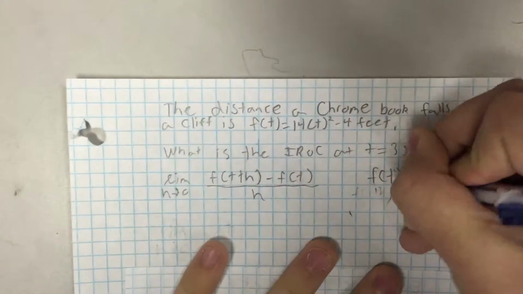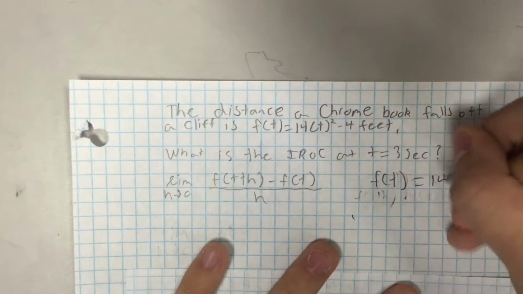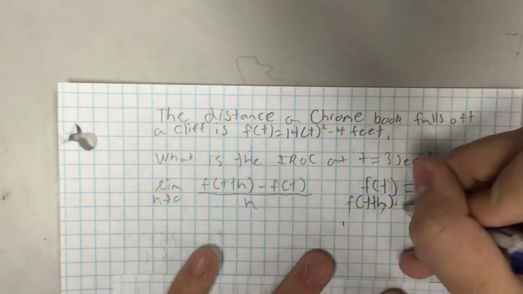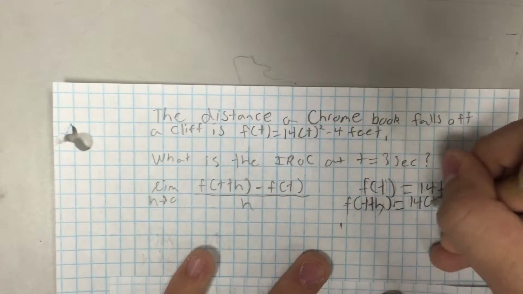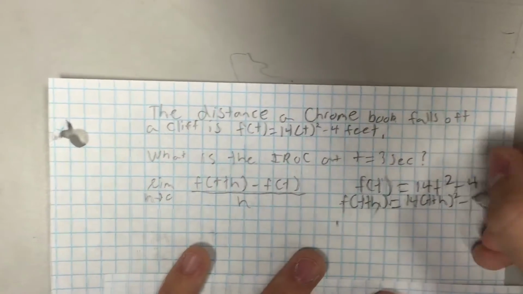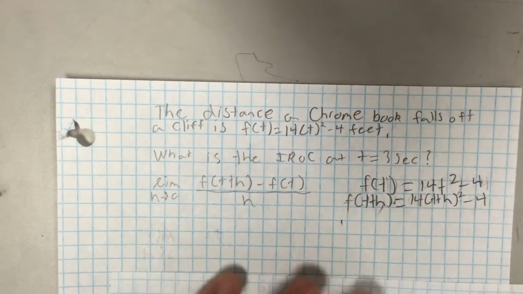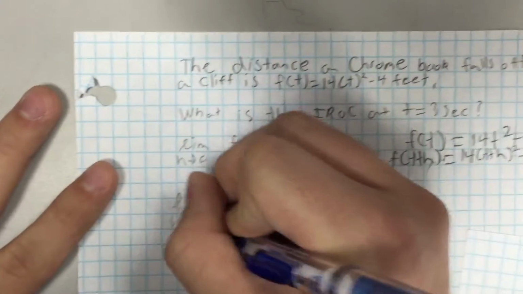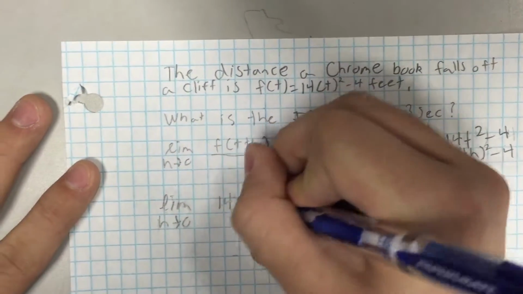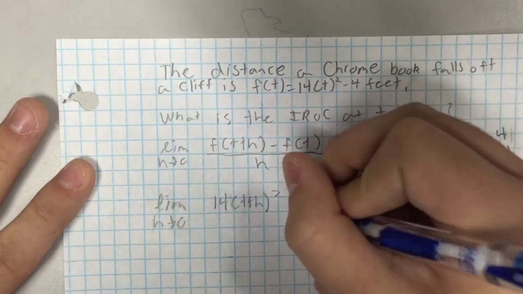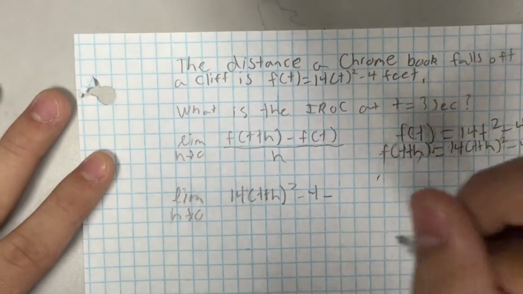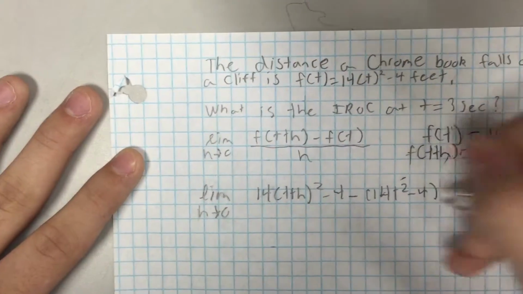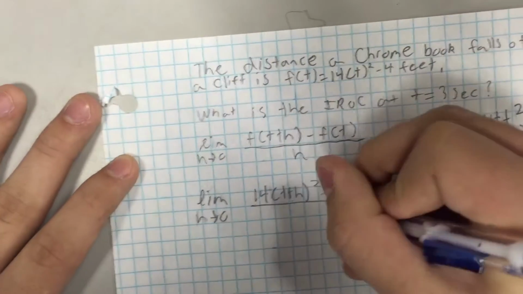Now f of t is going to be 14t squared minus 4, and f of t plus h is going to be 14 times t plus h squared minus 4. Now I just substitute the t plus h for the t. So we're going to plug that into our original formula and get 14 times t plus h squared minus 4 minus 14t squared minus 4 over h.